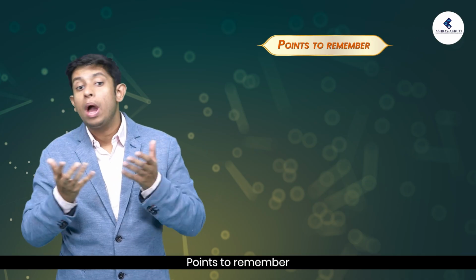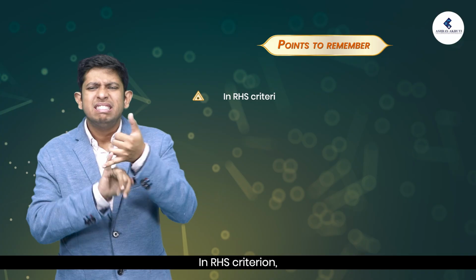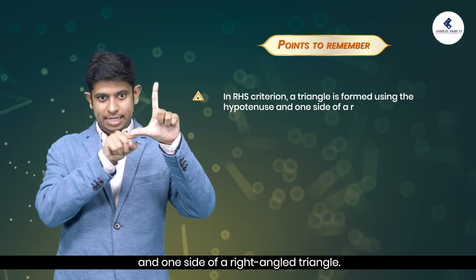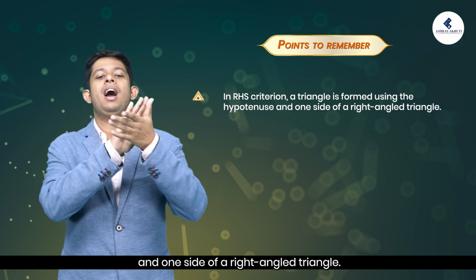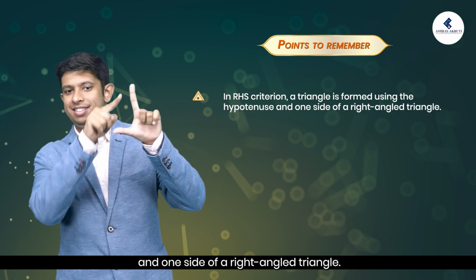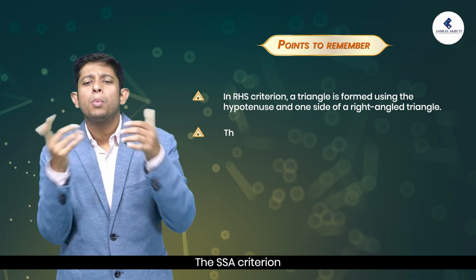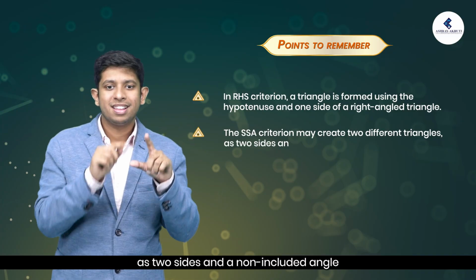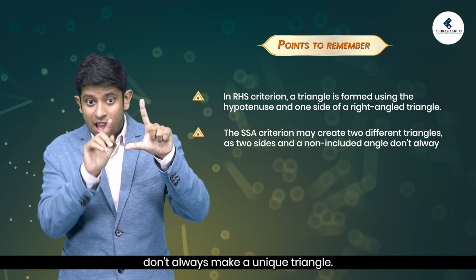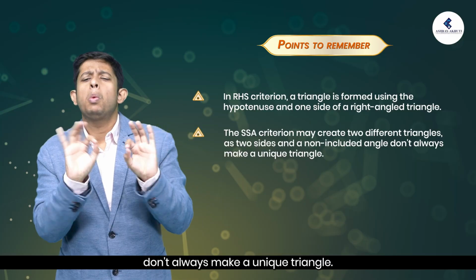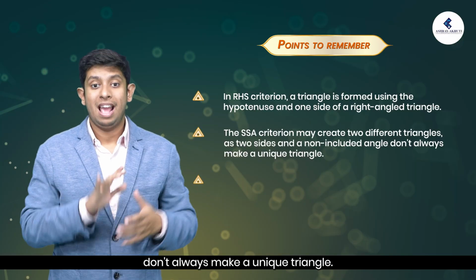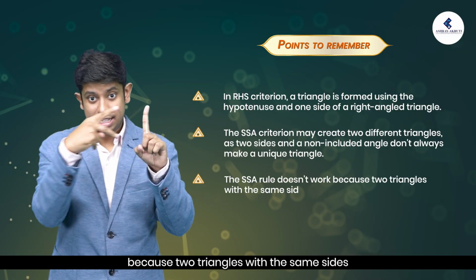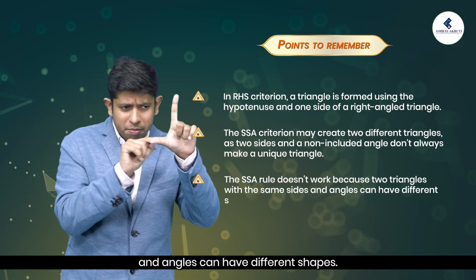Points to remember. In right angle hypotenuse side criterion, a triangle is formed using the hypotenuse and one side of a right-angled triangle. The side-side angle criterion may create two different triangles, as two sides and a non-included angle don't always make a unique triangle. The side-side angle rule doesn't work because two triangles with the same sides and angles can have different shapes.